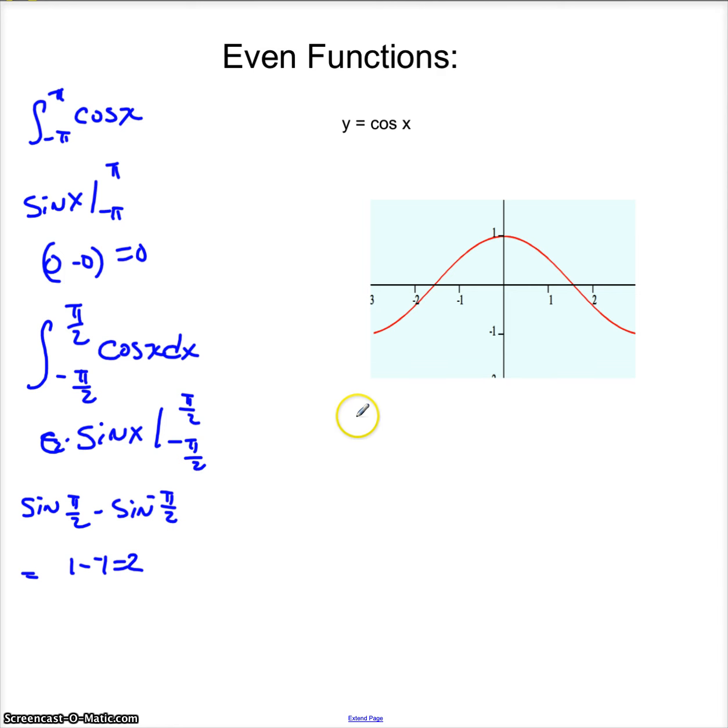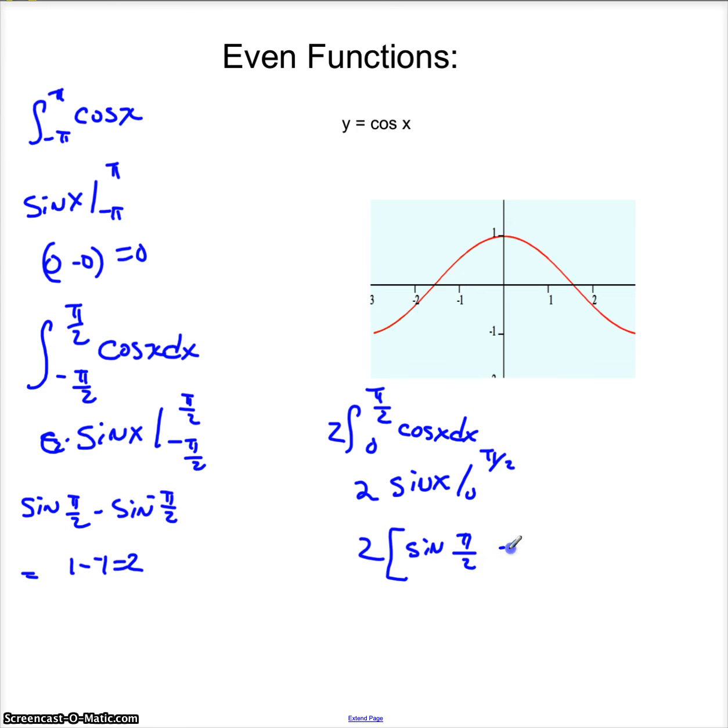All right, now let's integrate from 0 to pi over 2 of cosine x dx. All right, and let's do a 2 here. And let's see if these two wind up being the same. So this is twice sine x evaluated at 0 and pi over 2. So this is 2 times sine pi over 2 minus sine of 0. And that's 0. This is 1. So my answer is 2. Okay, so the easy ones work.